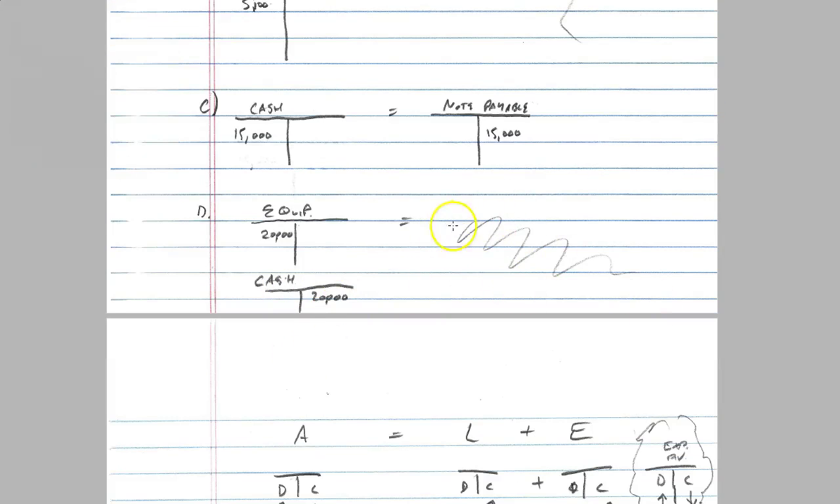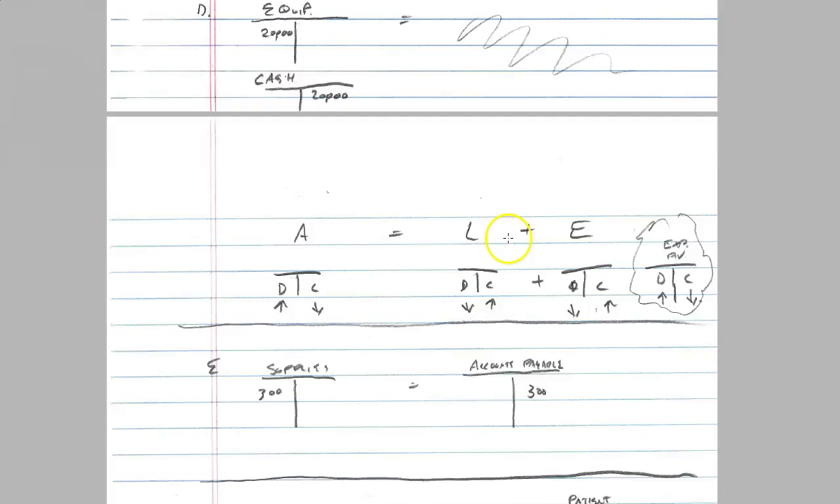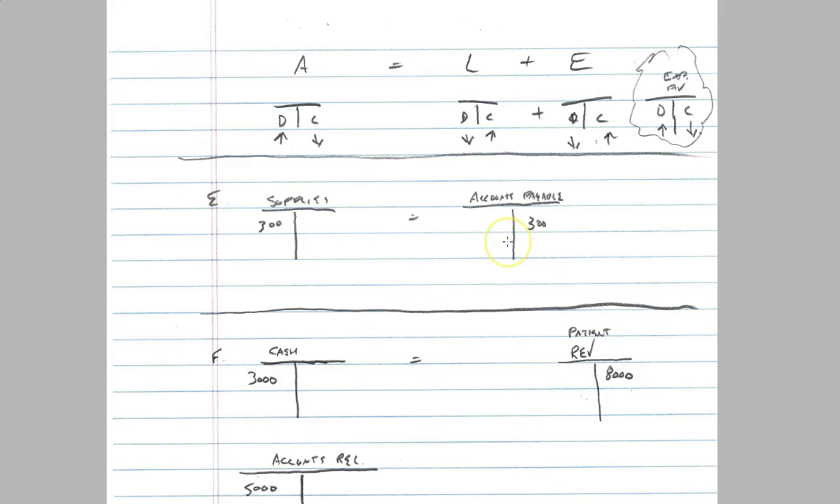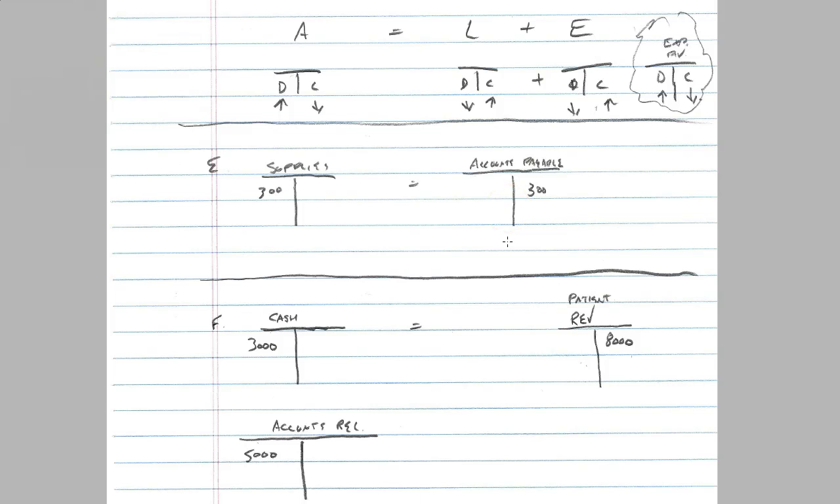Again, no impact to this side of the accounting equation. It's not always on each side of the equation. It can be relegated to one side or the other as long as the net effect is balanced, is equal. All right. So let's move on to E and F here. I'll kind of scooch these up a little bit.